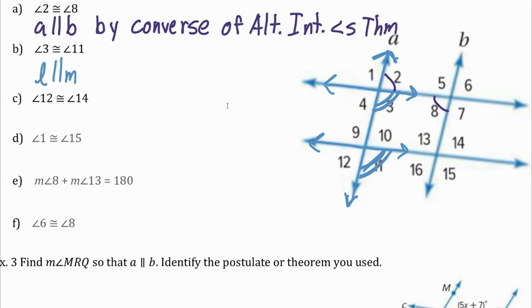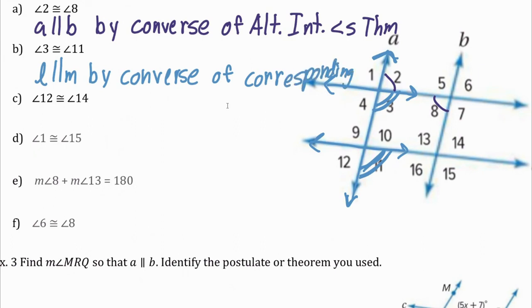And we want to say by, again, it's a converse. And then we want to say, okay, what is that angle relationship? This one's maybe a little bit different, but they're both in the bottom right position. And again, they are congruent. So that's going to be the converse of the corresponding angles, sorry, I'm running into that, and it's the angles postulate instead of theorem. Alrighty.